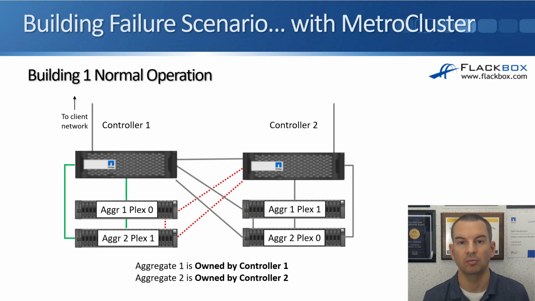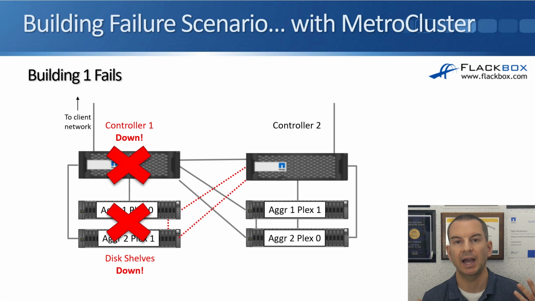Looking now at when we have a building failure and we do have MetroCluster set up. You can see here now with MetroCluster that controller 1 owns aggregate 1. So aggregate 1 plex 0 is in building 1 with controller 1. But with sync mirror, aggregate 1 plex 1 is in the other building with controller 2. We want this to be an active-active configuration, so aggregate 2 is owned by controller 2. Aggregate 2 plex 0 is in building 2 with controller 2. That is mirrored over to aggregate 2 plex 1, which is in building 1, connected to controller 1.